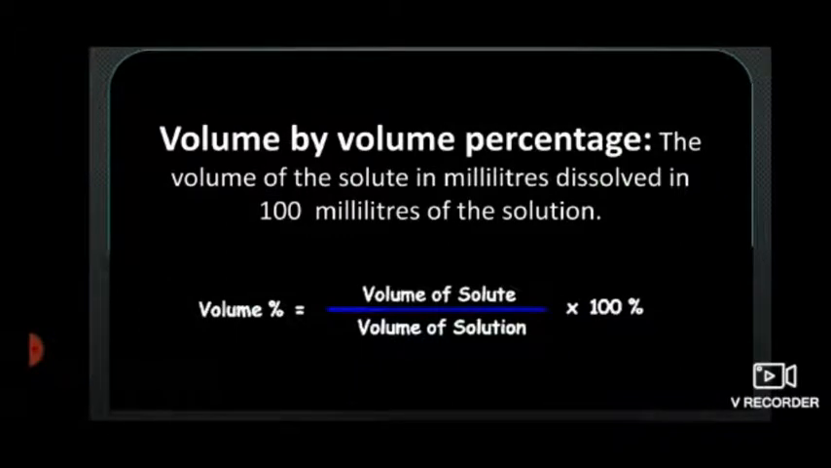Volume by volume percentage. The volume of solute in ml dissolved in 100 ml of solution is called volume by volume percentage. It is expressed mathematically as volume of solute in ml divided by volume of solution in ml, multiplied by 100.